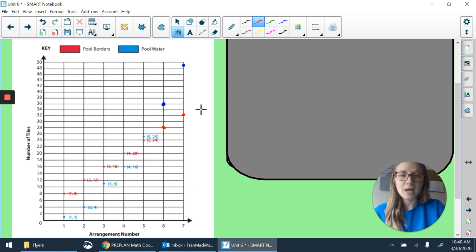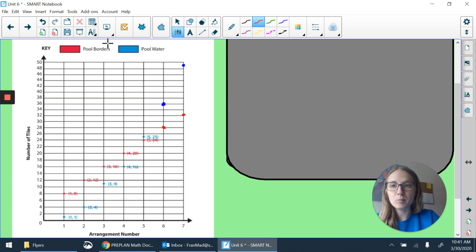So right now, compare my graph to your own and make sure that we have things lined up. What I mean by that is make sure that what I have on my graph is matching what you have on your graph, because that's going to make sure that your coordinate pairs are correct on this coordinate grid. Looking here, I made my pool border points in red, and then the pool water in blue.